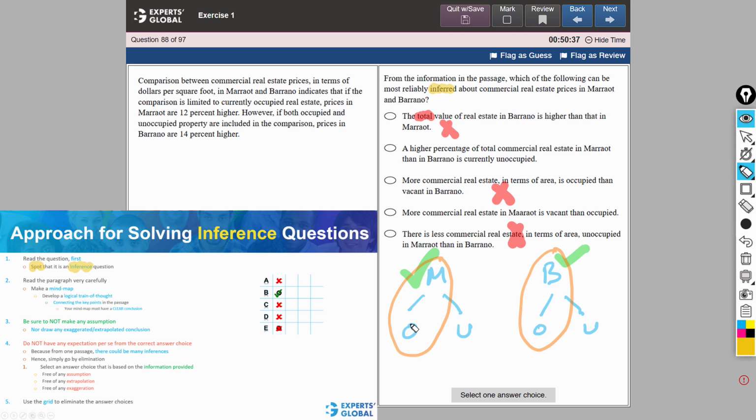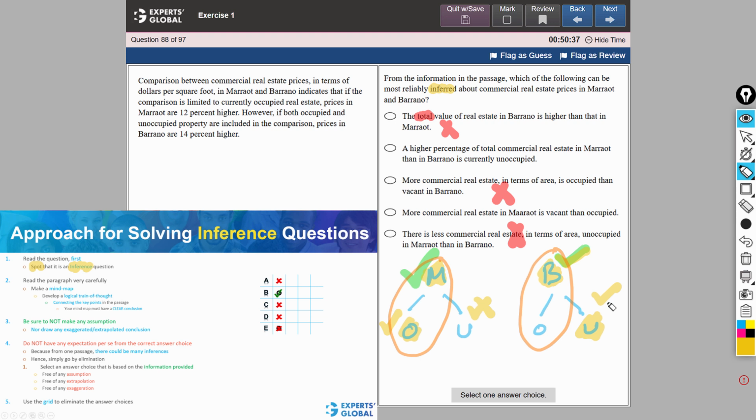Now see, among occupied properties, M wins, but among all properties, B wins. Therefore, one thing is certain, that unoccupied properties in B are more expensive, because if M is greater in occupied also and in unoccupied also, B cannot win in total. That means among unoccupied ones, B wins.